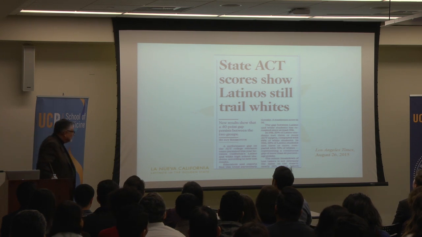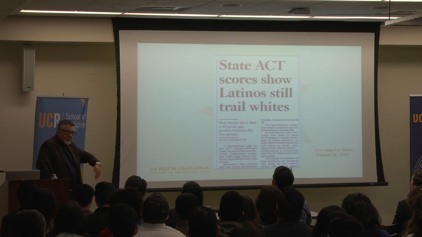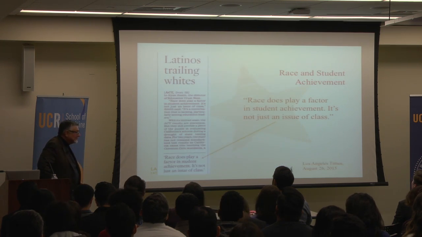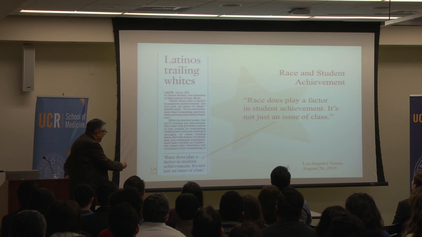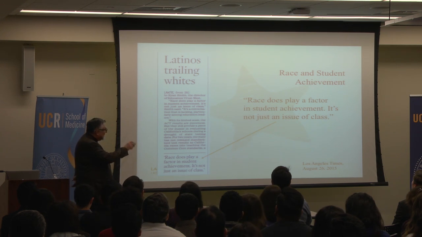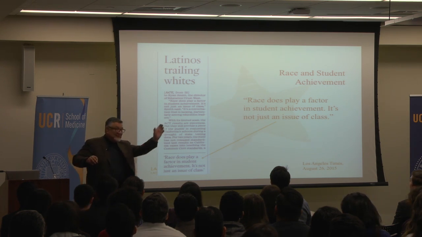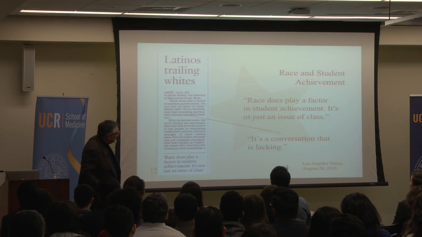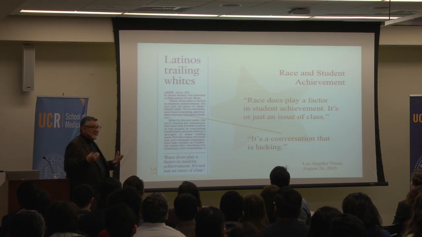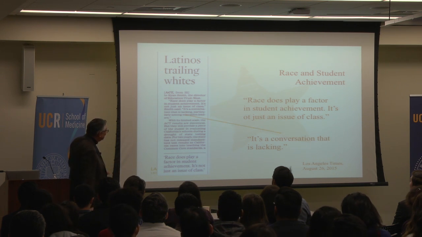Just a couple of years ago, there was an article about how Latino ACT scores are lower than other groups, trailing whites. And one of the people interviewed said, race does play a factor in student achievement. It's not just an issue of class. So again, you got your class, your social determinants. So here's that innate characteristic, race. And he said, it's a conversation that's lacking. And this kind of reminds me, some of us remember the old bell-shaped curve from 1980. Okay, are we going back to that? Is this Arthur Jensen Redux?